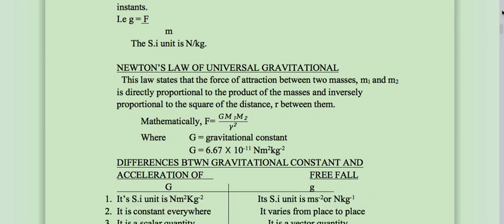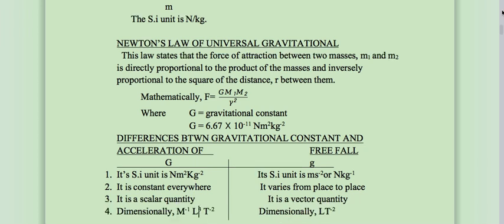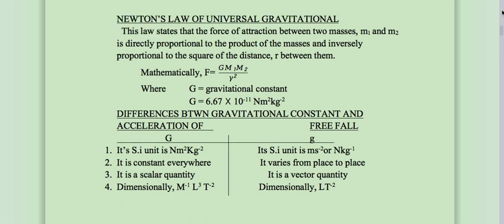Now, knowing this is Isaac Newton's law of universal gravitation, we can also go further to differentiate between the gravitational constant and acceleration of free fall, acceleration due to gravity. That is our small g. Let's see the differences. Number one, gravitational constant, capital G. Its SI unit is Newton meter squared per kilogram squared, while the SI unit of small g, that is acceleration due to gravity, is Newton meter per second squared or Newton per kilogram.